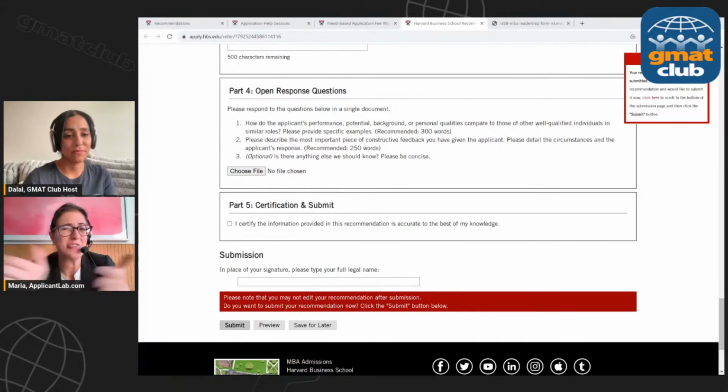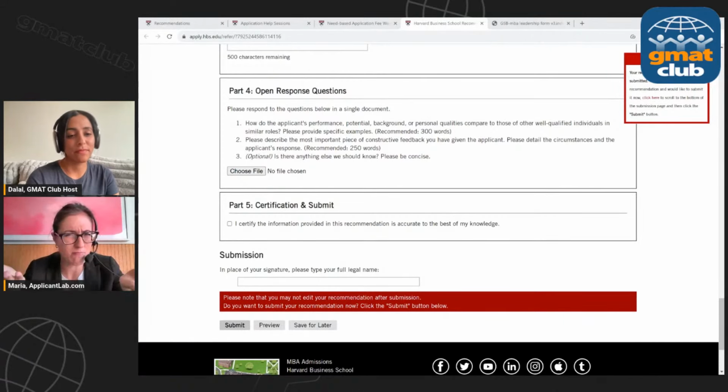You can try to control your recommender. Why is that good? Because it shows that you're able to manage upwards and you're able to influence people over whom you have no authority. However, if for whatever reason it doesn't happen, don't stress. You're not going to get rejected because your recommender did something that didn't follow the instructions.